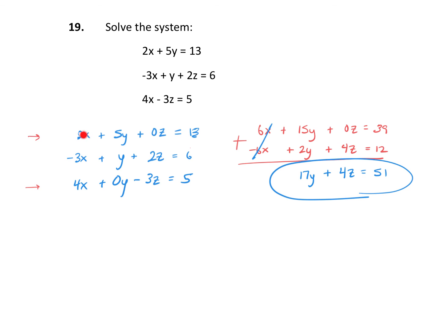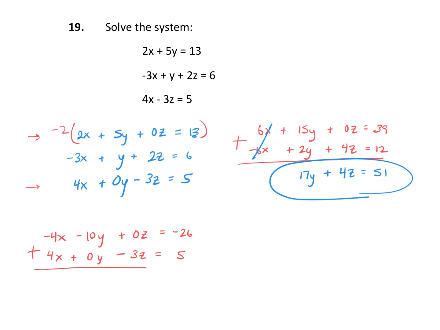Looking at the x's, this is a 2x, that's a 4x. If I can make this top one a negative 4x, those would cancel. So I'm going to multiply the top equation by negative 2 and rewrite that down below. We have negative 4x minus 10y. Negative 2 times 0 is still just 0z, equals negative 26. Now the third equation we didn't need to change, so I'm just going to carry that down. 4x plus 0y minus 3z equals 5.